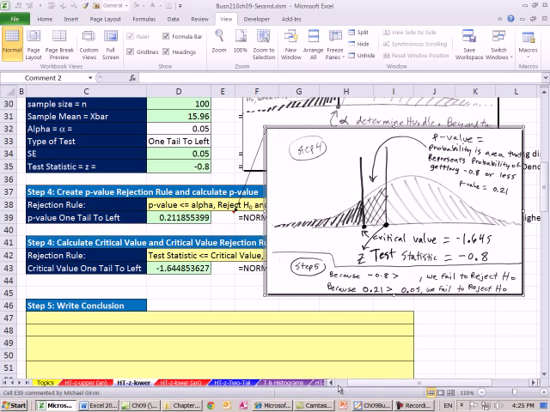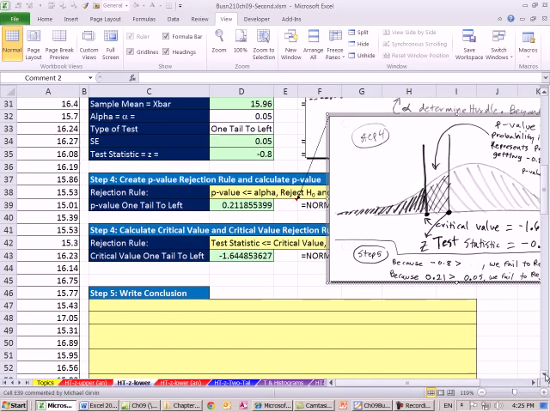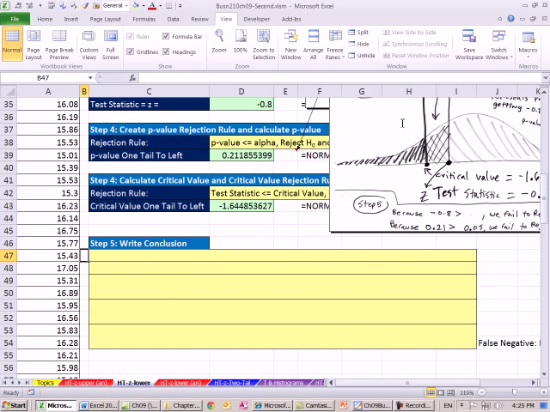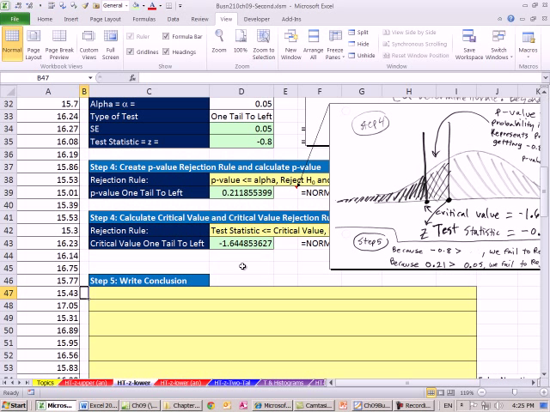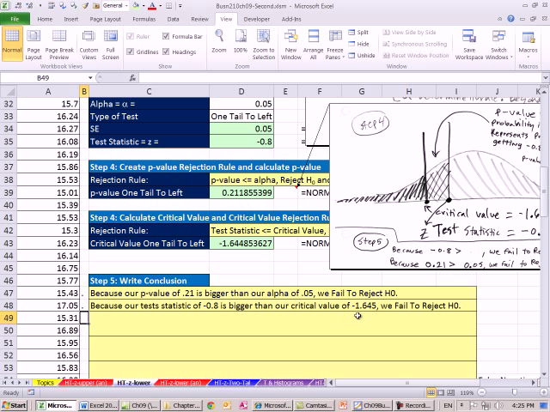Move this up a little bit here. And then we always very carefully write our conclusions. Because our p-value of 0.21 is bigger than our alpha of 0.05, we fail to reject H sub 0. Notice we don't say it's true. Our test isn't going to prove that. We've controlled for alpha but not for beta. So using our critical value, because our test statistic of minus 0.8 is bigger than our critical value of minus 1.645, we fail to reject.